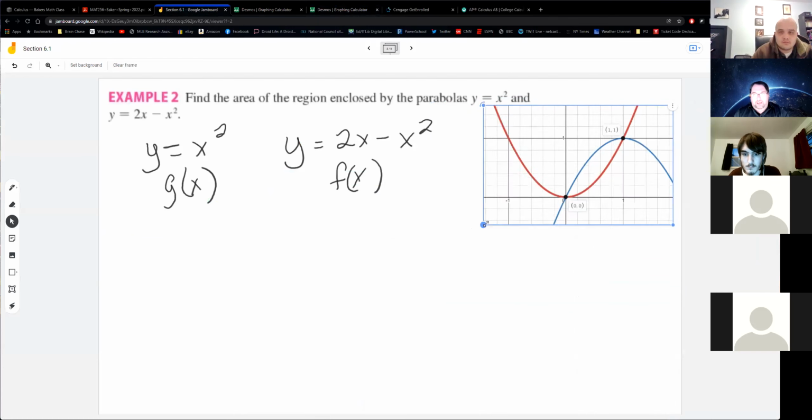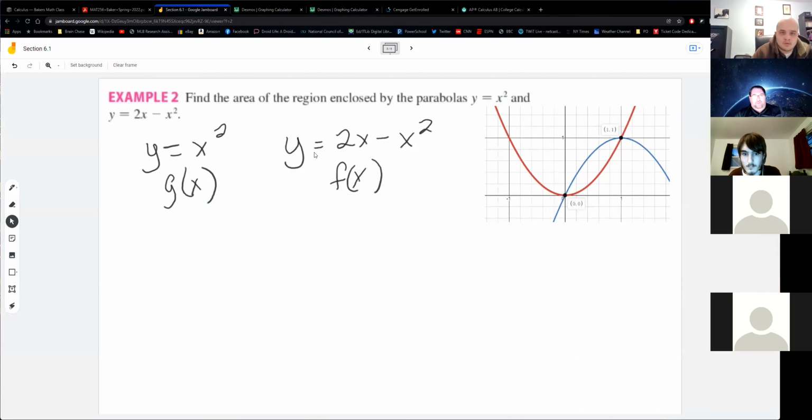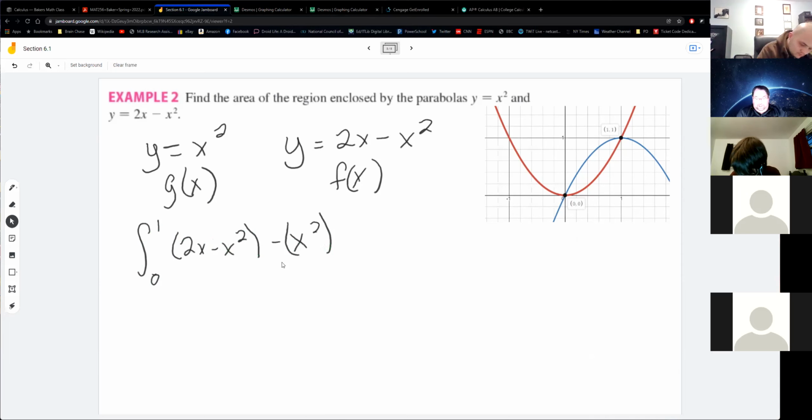All right, so there's my wonderful little graphs, and I've set the first one to be f of x, the 2x minus x squared, and the other one to be g of x. So now let's do our integration. We have the integral from 0 to 1 of 2x minus x squared minus x squared. So we can simplify this integral down. I have negative 2x squared plus 2x.